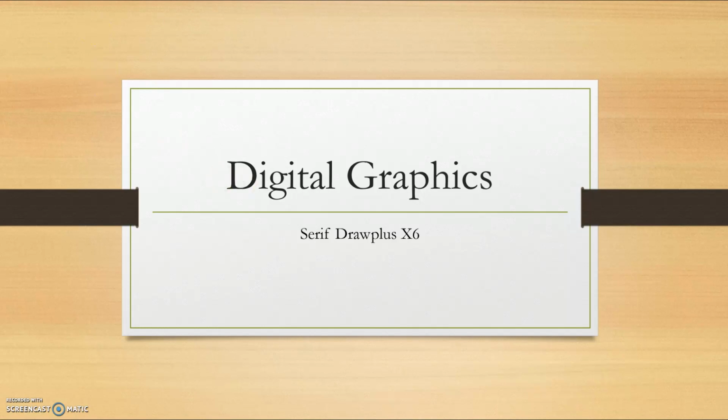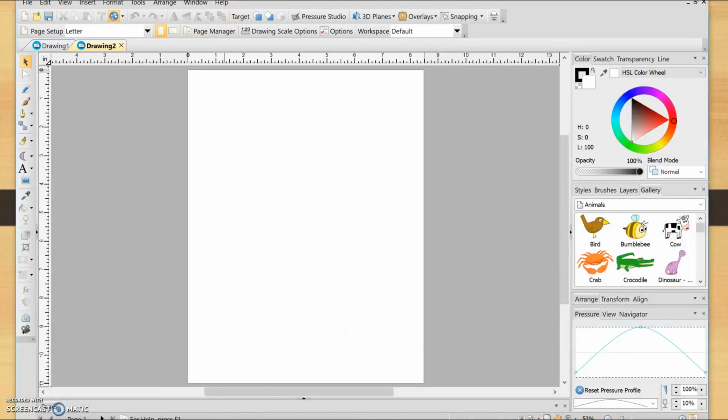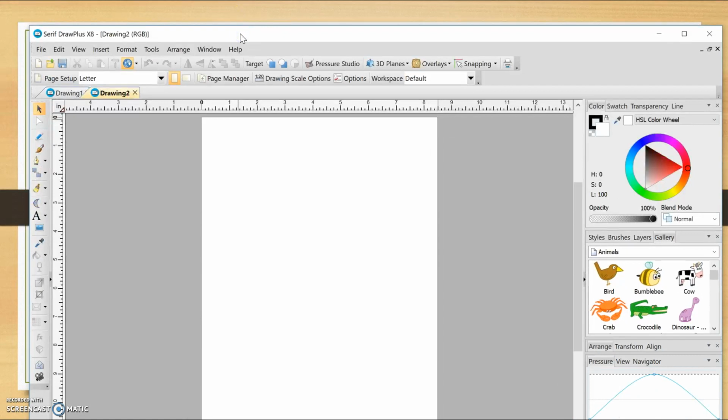So like I said before, we won't go over lesson objectives and things like that because you've got them all in your books, but let's have a look. So here's a few examples. We went over how to make things in Serif Drawplus. I'll just open a new drawing so we might be able to create a couple of things.